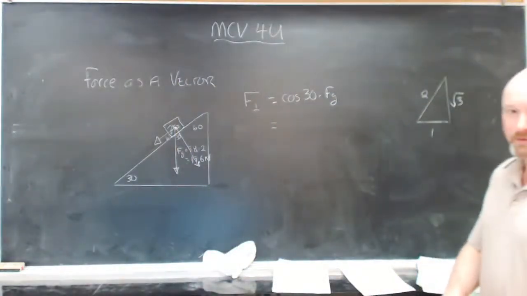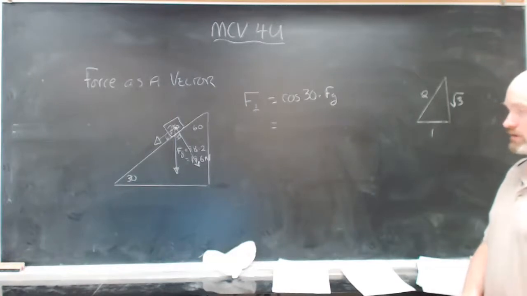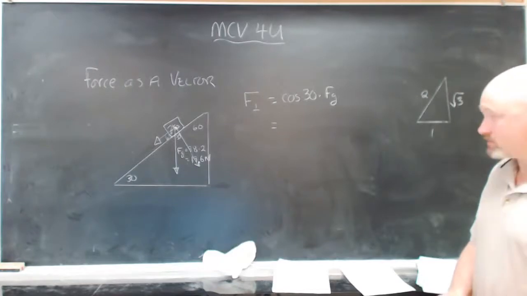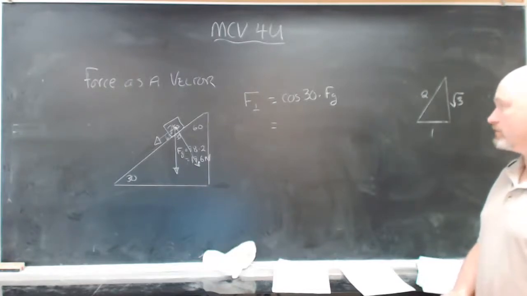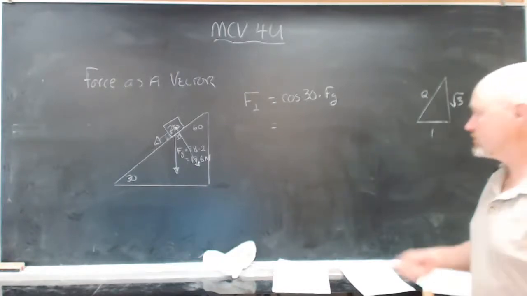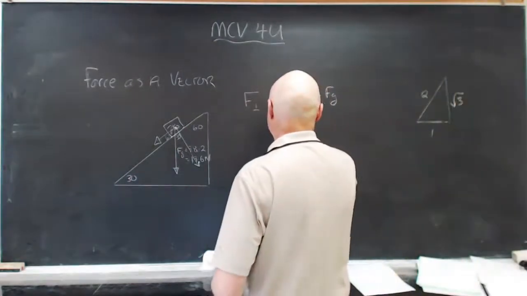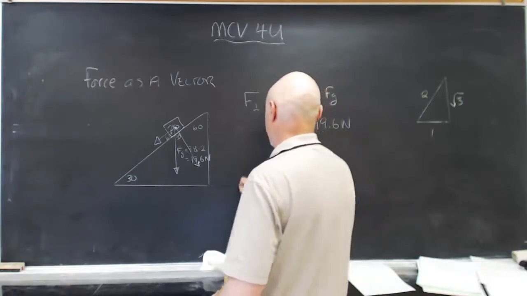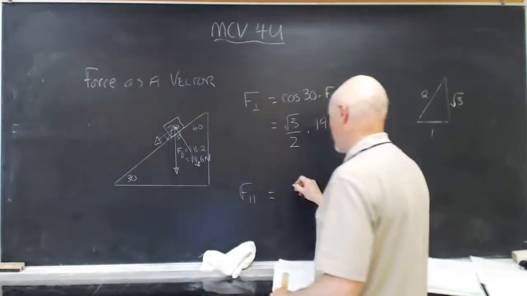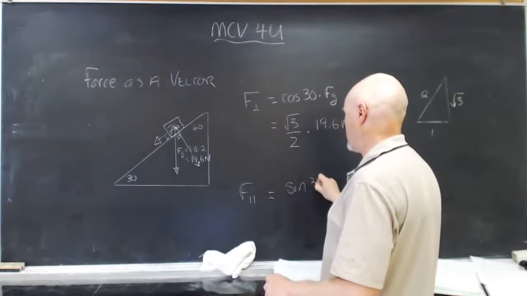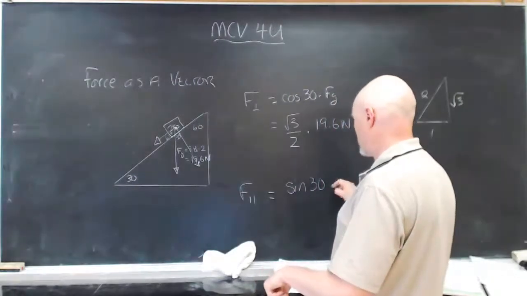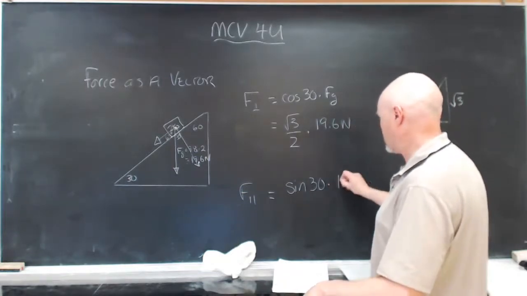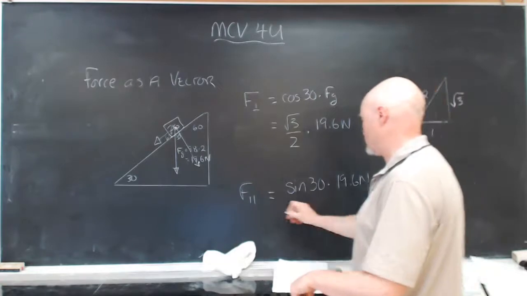Well, it could be perpendicular to anything, like the surface of the earth, the front of the box, back of the box, the ground, the earth, the sun, the person pushing the box. It's root 3 over 2 times 19.6 newtons, and that parallel is going to be sine 30. It always breaks into the same thing. That's 19.6 newtons, gravity.